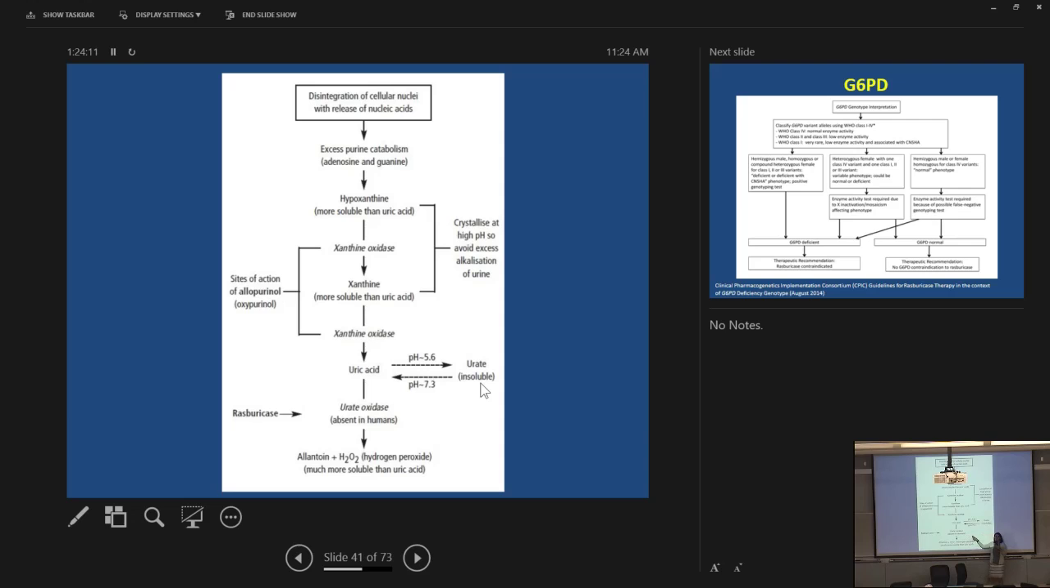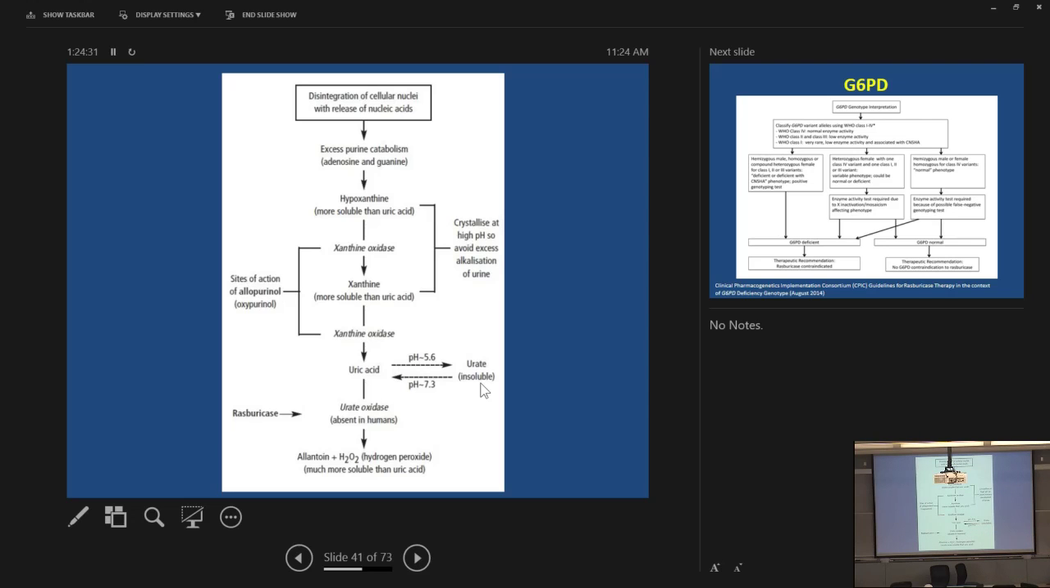It solubilizes the urate oxidase into allantoin and hydrogen peroxide. Okay, then that way we can pee it out. So that's why rasburicase is really important in our patients, especially our heme malignancy patients that develop tumor lysis syndrome.